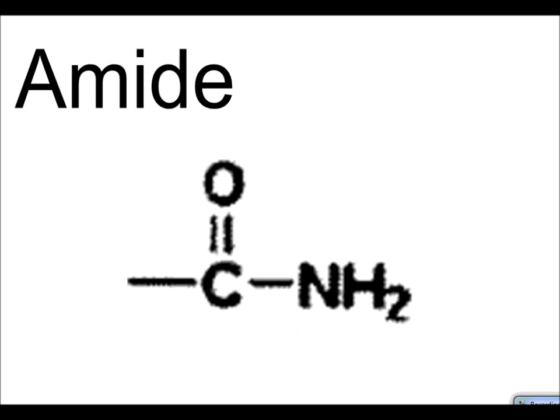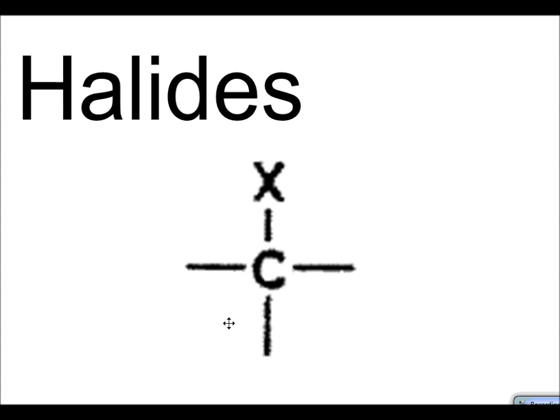If one of those carbon chains happened to have been a carboxyl group or an aldehyde, it would produce an amide. Hydrocarbons that replace one or more hydrogens with a halogen, so in this case X is any halogen, are called halides. And that is the briefest run-through you could ever get of the basic functional groups of organic chemistry.